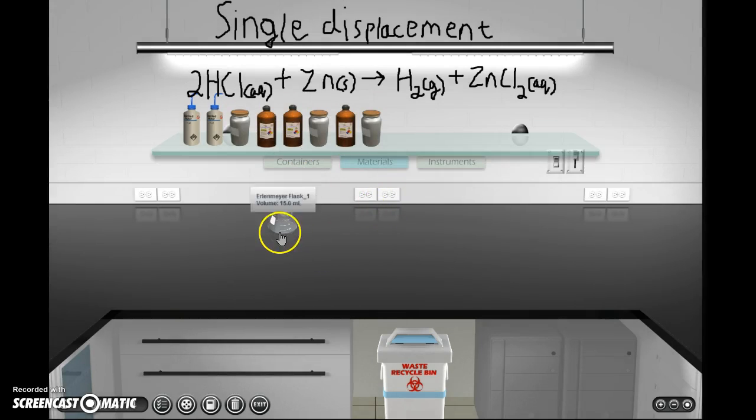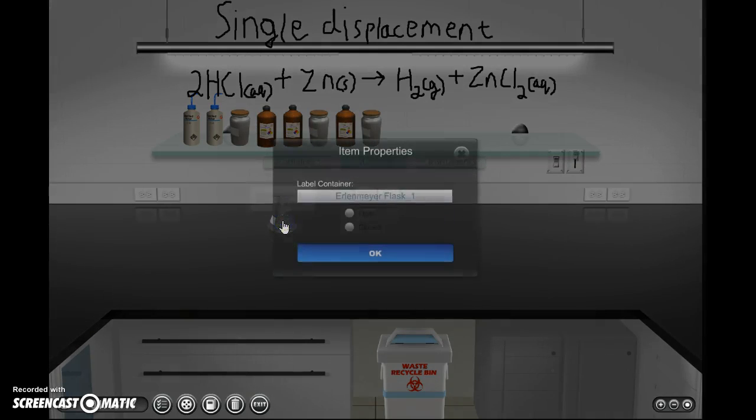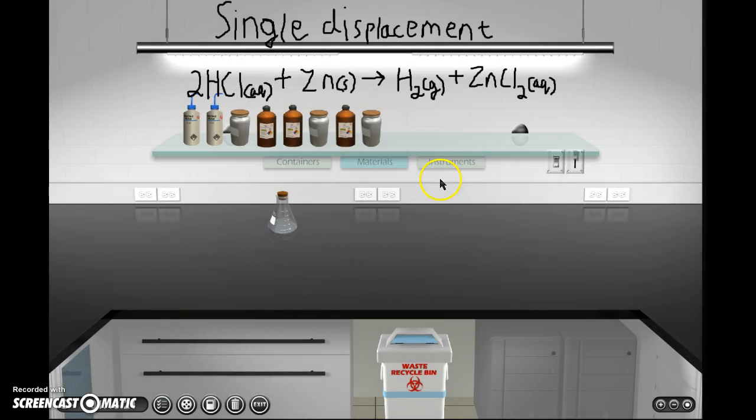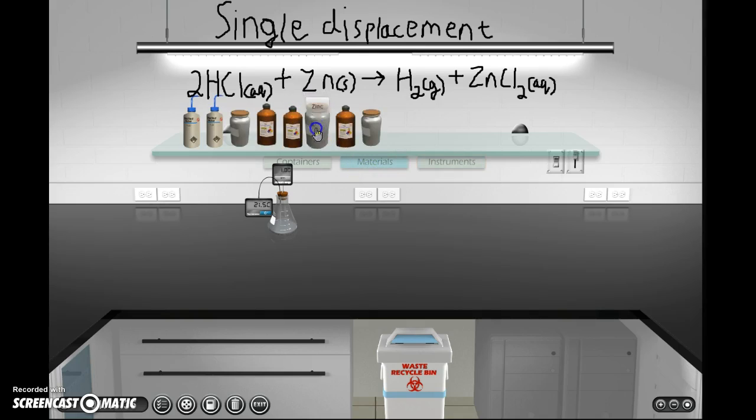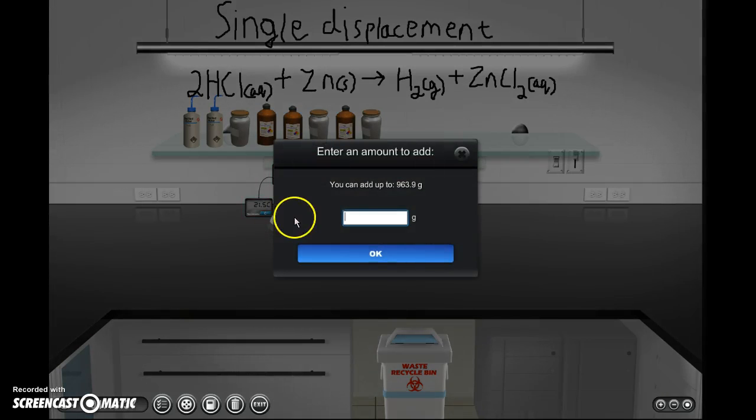Alright, we want this reaction to take place in a closed environment, so we're going to seal up the Erlenmeyer flask. Now we're going to take a thermometer and pressure gauge from the instruments shelf in order to track temperature change and pressure created from evolved hydrogen gas. Okay, we are now going to start the reaction by adding 0.25 grams of solid zinc from the materials shelf.